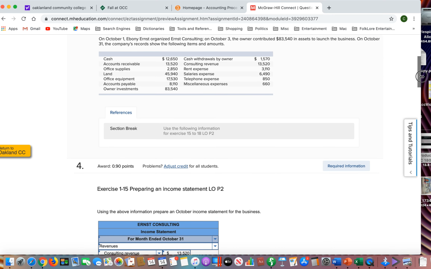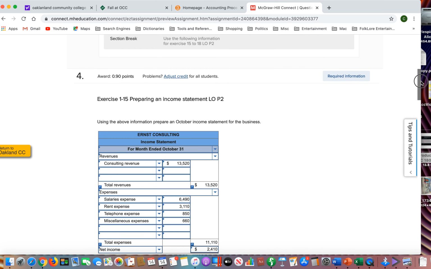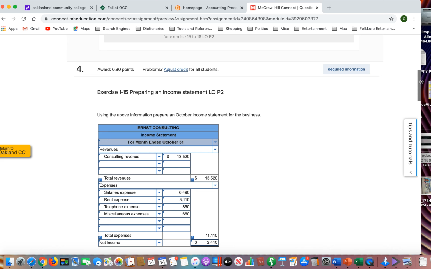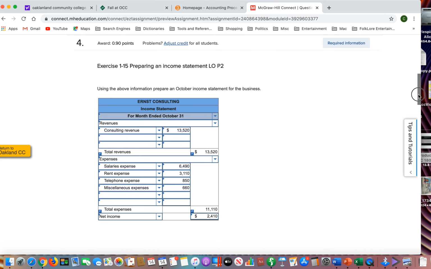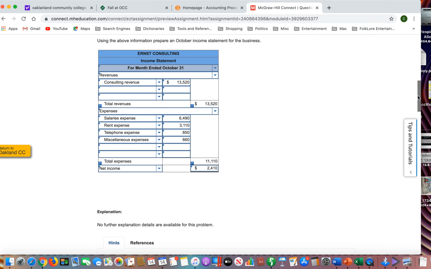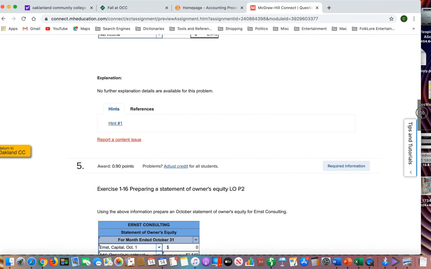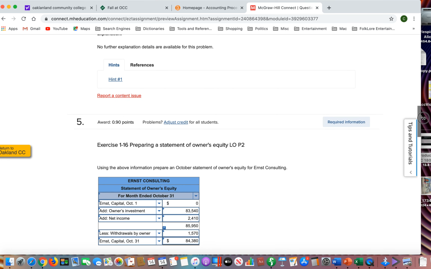Prepare an income statement. Well, we know we're going to go from revenue and then the expenses, right? And there you go. The revenue is $13,500. Those are the expenses. So we have net income of $24,10. We're going to take that $24,10. What we're going to do with it, folks? We're going to include it in our statement of owner's equity.